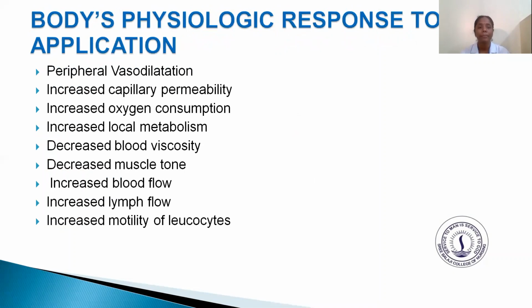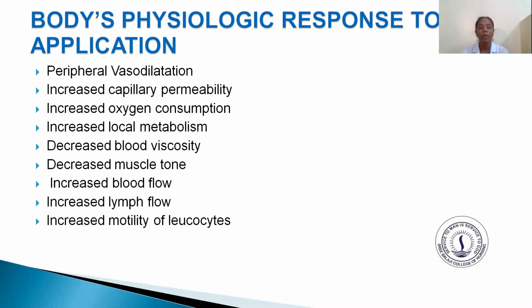Next, we move to the body's physiologic response to hot application. First one, peripheral vasodilation. Another one is increased capillary permeability. Another is increased oxygen consumption. Fourth one, increased local metabolism. Another is increased blood viscosity. Another is increased muscle tone. Another is increased blood flow. Another is increased lymph flow. Another is increased mobility of leukocytes.